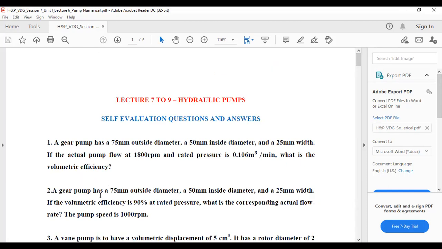Second problem: a gear pump has 75 mm outside diameter, a 50 mm inside diameter, and 25 mm width. Gear pump OD 75 mm, ID 50 mm, and width 25 mm. If the volumetric efficiency is 90% at rated pressure, what is the corresponding actual flow rate? The pump speed is 1000.